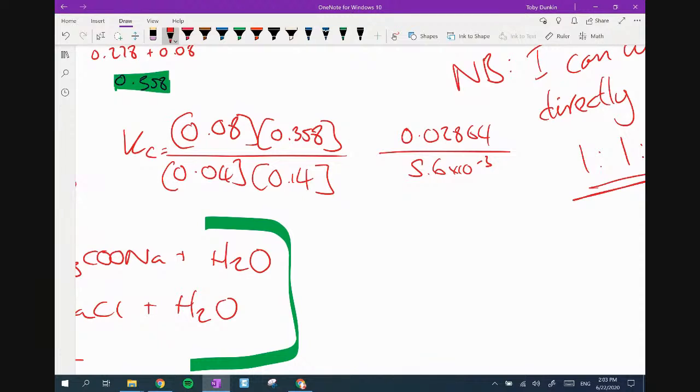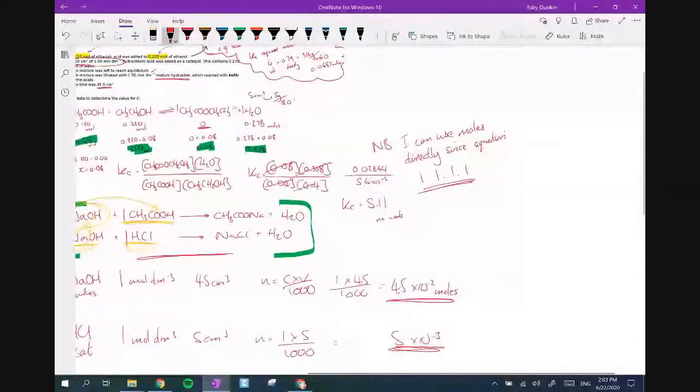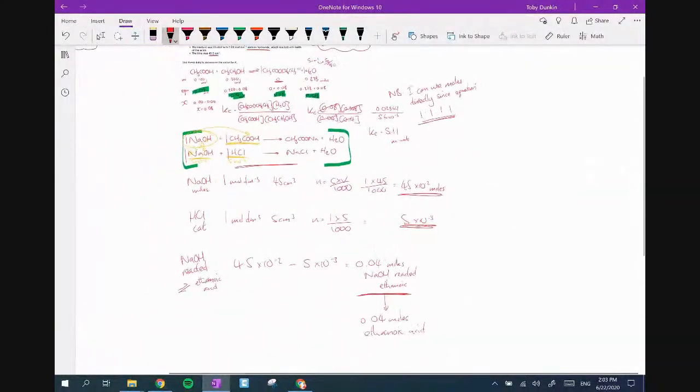0.02864 divided by 5.6 exponential minus 3, and that gives me a Kc value of 5.11. And there are no units for Kc since moles per dm cubed cancels, no units. We're done. So that's meant to be done in 6 minutes, folks.